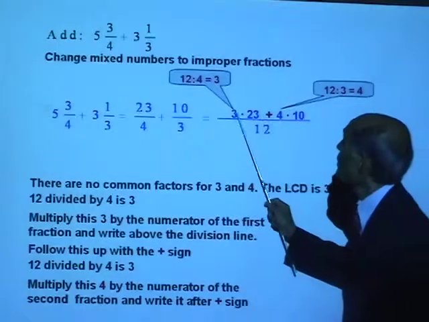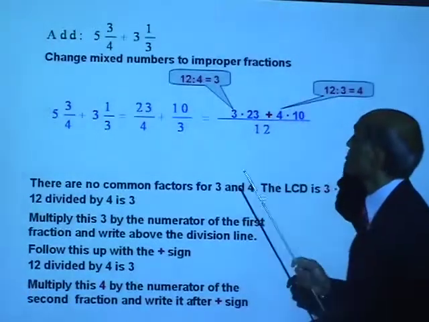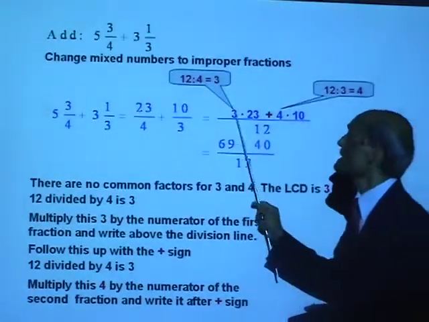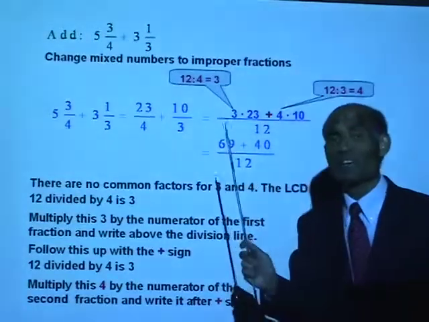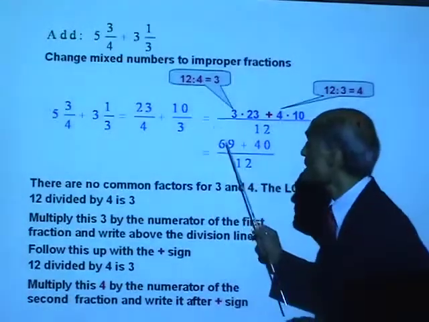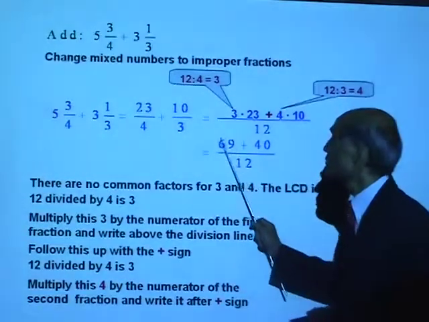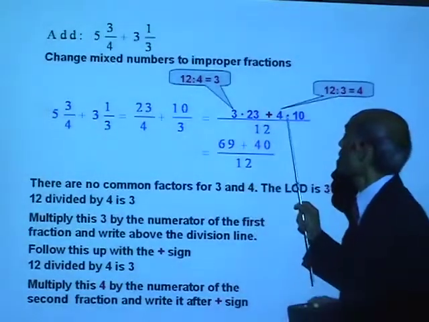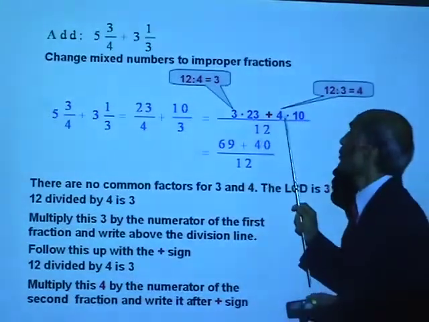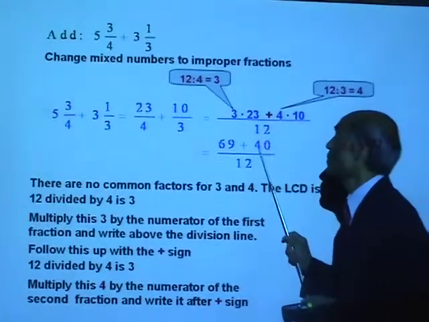Okay, now let's simplify that numerator. What does that equal to? Isn't 3 times 23 equal to 69? So 3 times 23 is 69, plus 4 times 10 is 40.